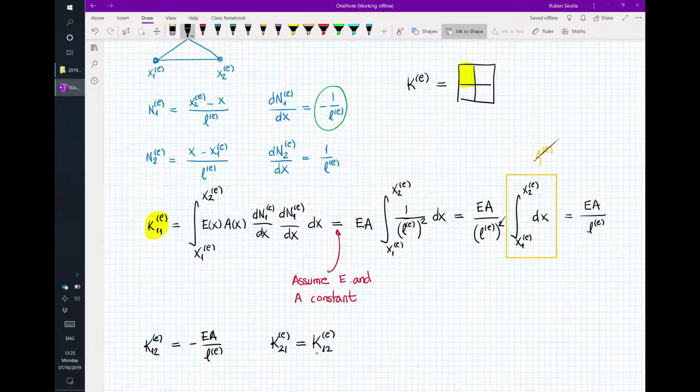Okay? And then 2, 2 is equal to, someone? EA over L, positive, the same as the first.